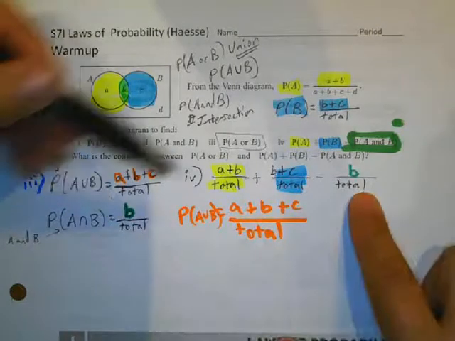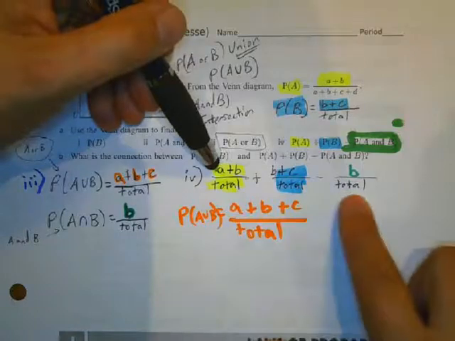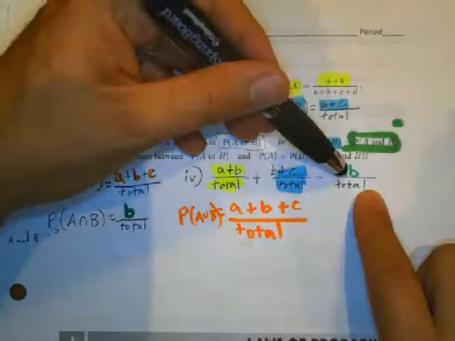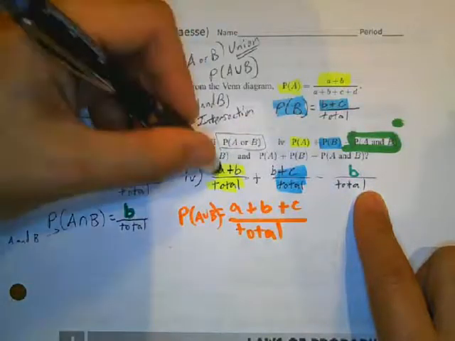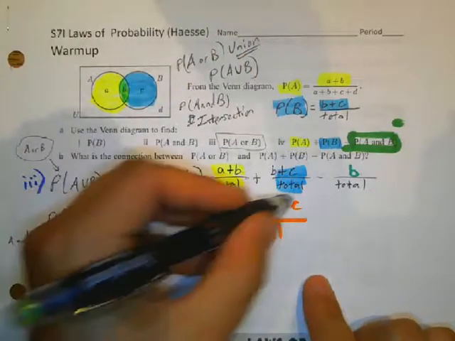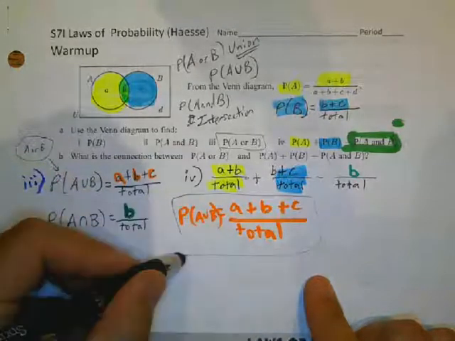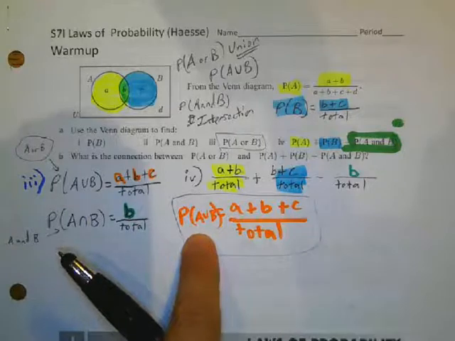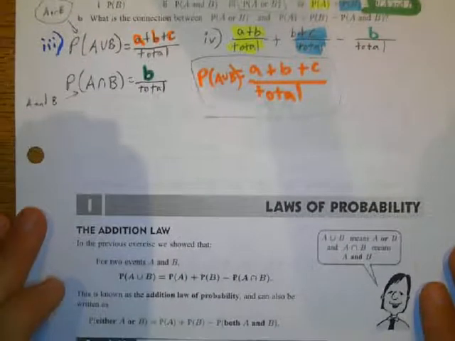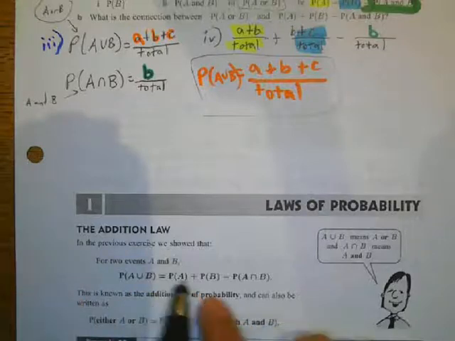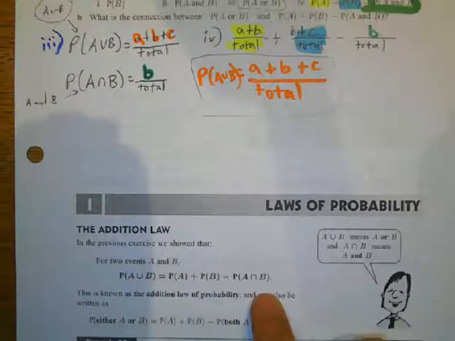Now let's just focus on the numerators. I've got a plus b plus c minus b. So this plus b and this minus b are going to cancel out, and we're just left with one b. So we have a plus b plus c. And when we have this, we realize, hey, we've got A union B. So this is the proof to show that the union is equal to the probability of A plus the probability of B minus the intersection of the two.